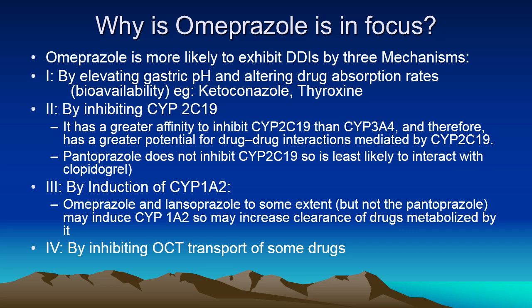Thyroxine is important. And it also interacts by inhibiting cytochrome 2C19. It also interacts by induction of cytochrome 1A2. And it also inhibits organic cation transport of some drugs. Therefore, there will be adverse drug interactions because of these four.